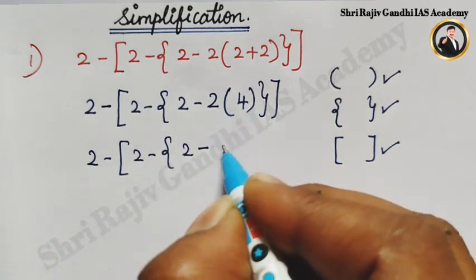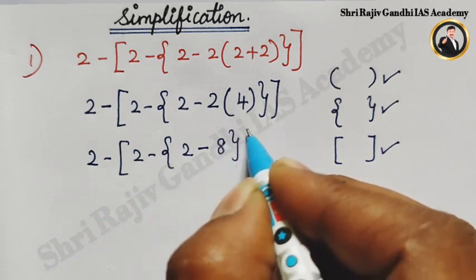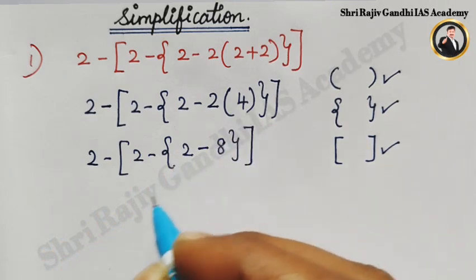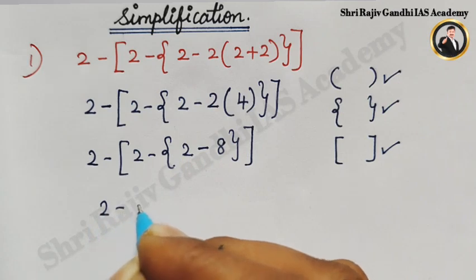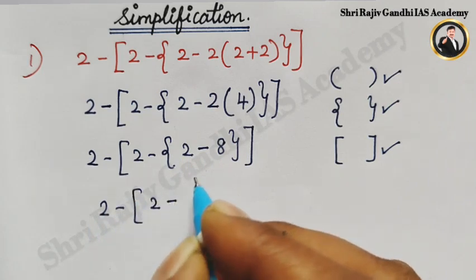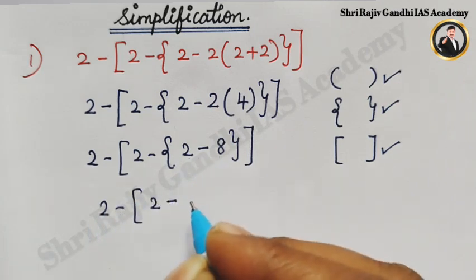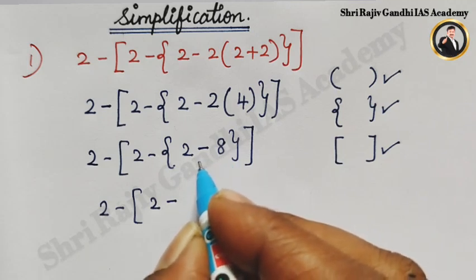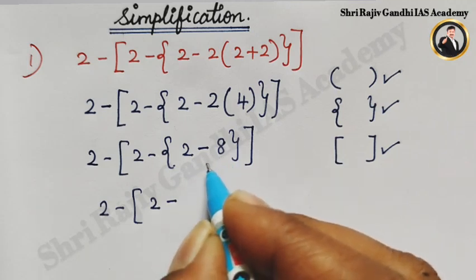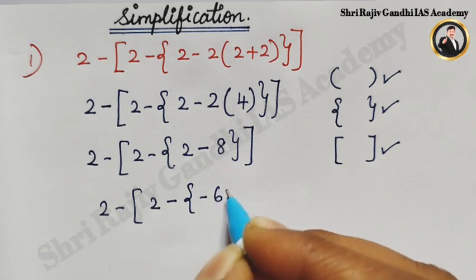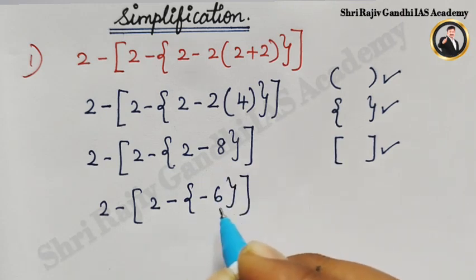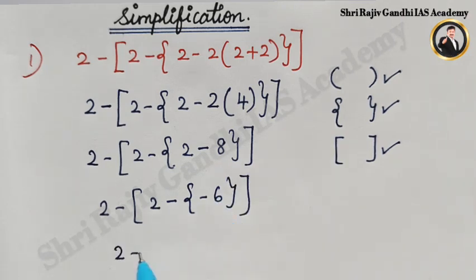Here the bracket 2 into 4 is 8. So bracket, bracket. Next we have to release this bracket. So 2 minus bracket of 2 minus 8 is bracket of minus 6. According to the big number, we have to put minus here. So minus 6.